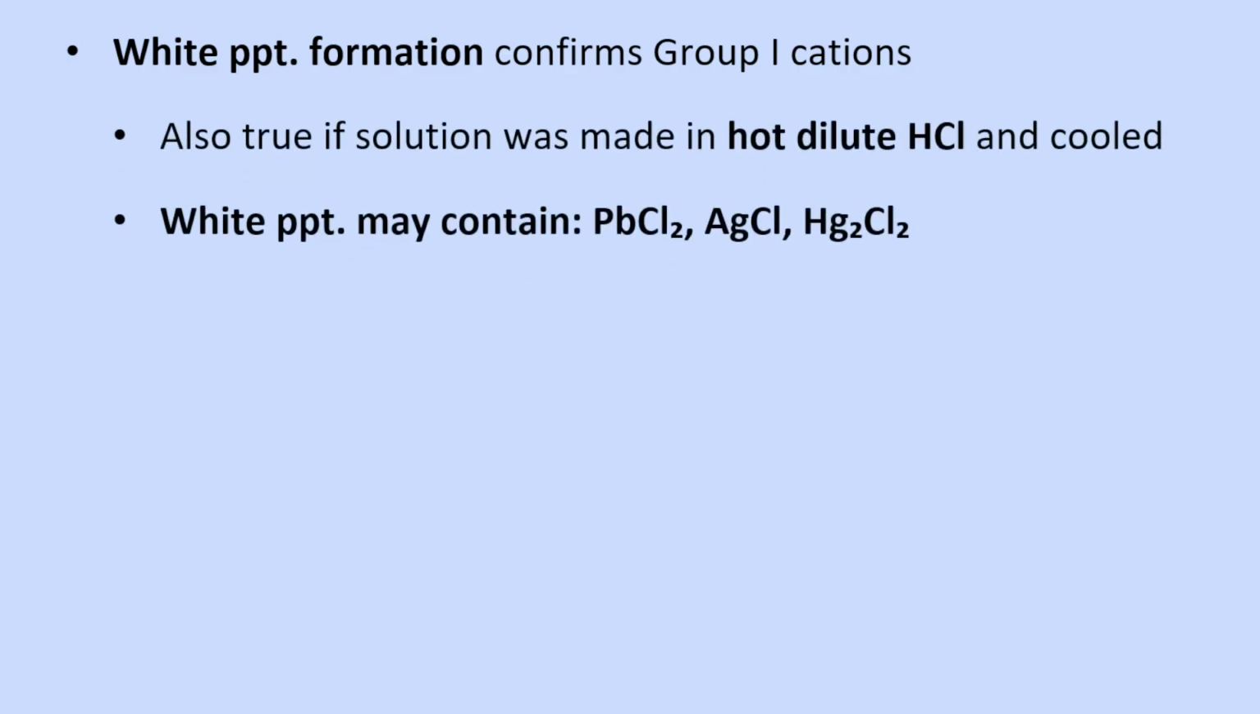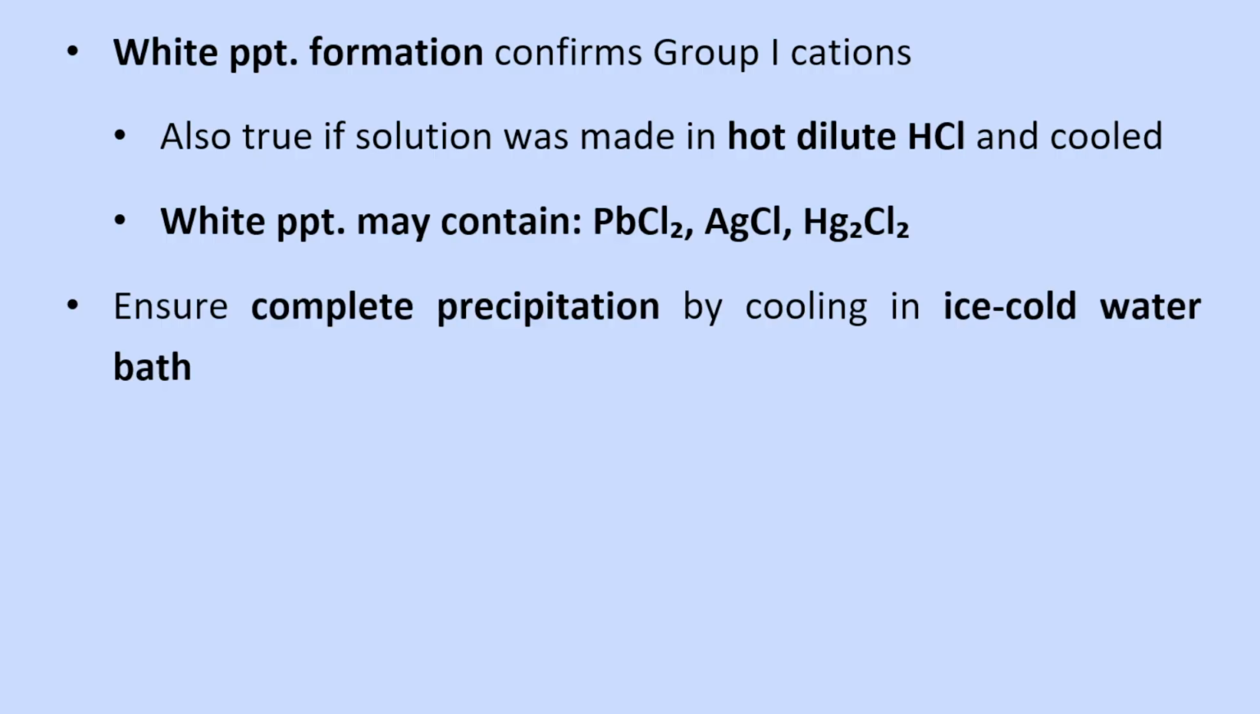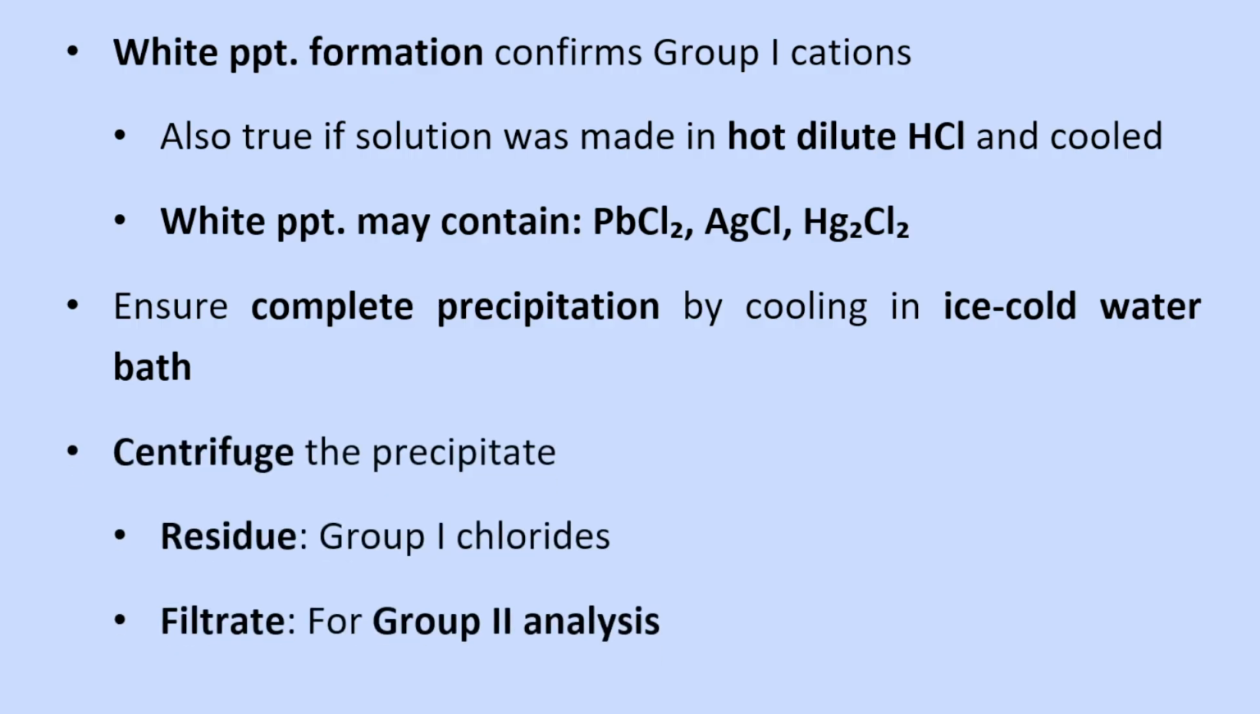Even if the solution was prepared using hot dilute HCl, a white precipitate appearing on cooling confirms the presence of group 1 cations. The white precipitate formed may consist of lead chloride, silver chloride or maybe mercury chloride. To ensure that all group 1 cations are precipitated, it is best to place the test tube in an ice cold water bath. Cooling helps bring down all possible chlorides in solid form. Now filter the white precipitate immediately. The solid residue contains group 1 cations and the filtrate should be kept safely for further analysis of group 2 to group 6 cations.